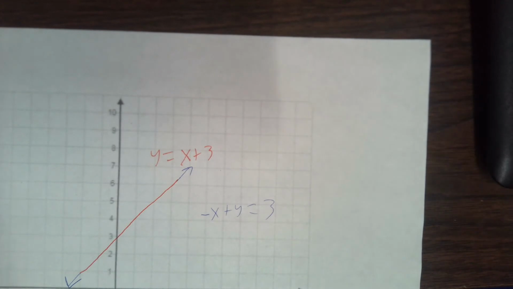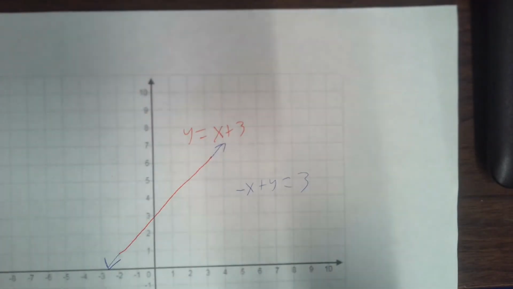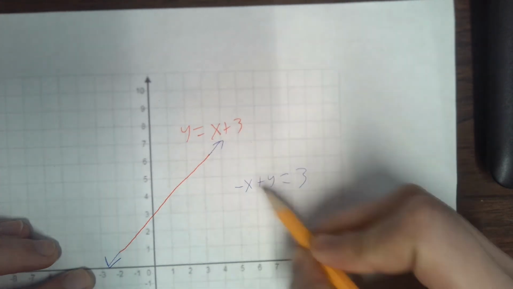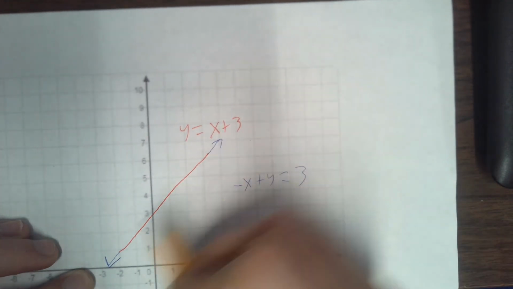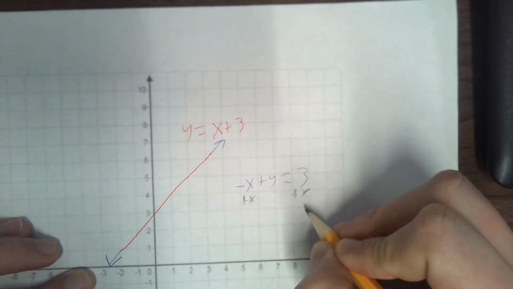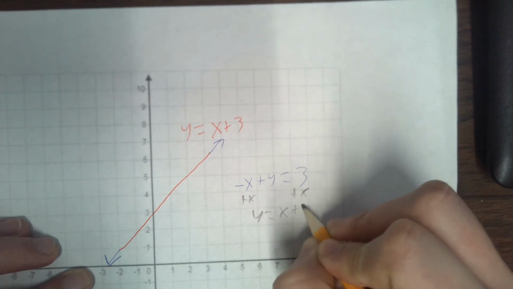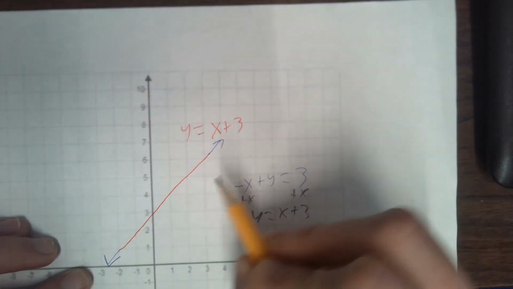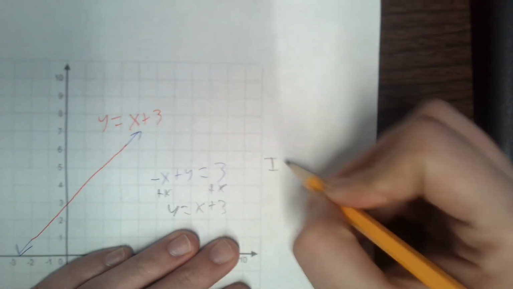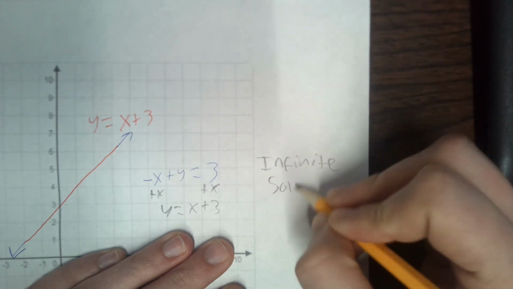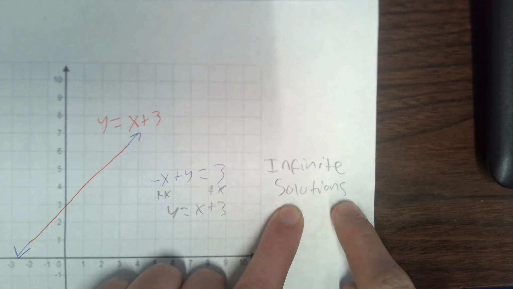And the last type is actually the same line. So here, this red line and then this blue line, the blue line kind of trickles out from the red line. If you add x to both sides, you get y equals x plus 3. So it's the same line. So at every single point on this line, there is a solution, which means this is an infinite amount of solutions. So that would be what you pick, infinite solutions.